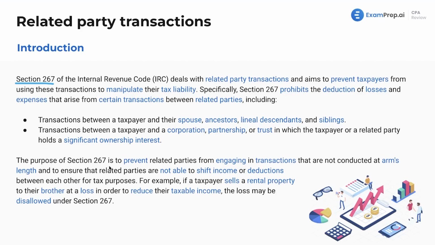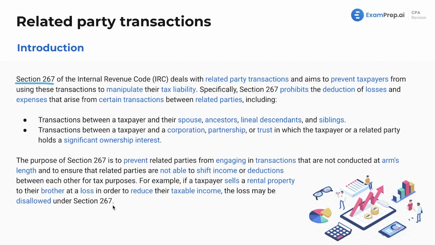The purpose of this section is to prevent related parties from engaging in transactions that are not conducted at arm's length, meaning stretch your arm out, it's far enough away, unrelated parties such as normal third-party businesses, and to ensure that related parties are not able to shift income or deductions between each other for tax purposes. For example, if a taxpayer sells a rental property to their brother at a loss in order to reduce their taxable income, the loss may be disallowed under Section 267.